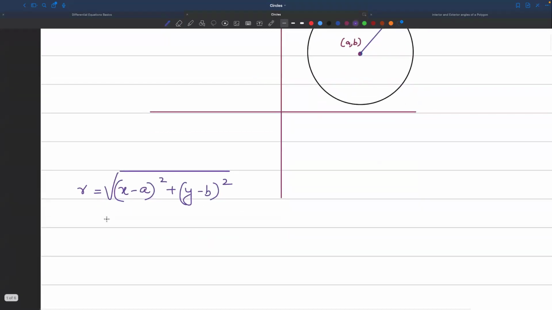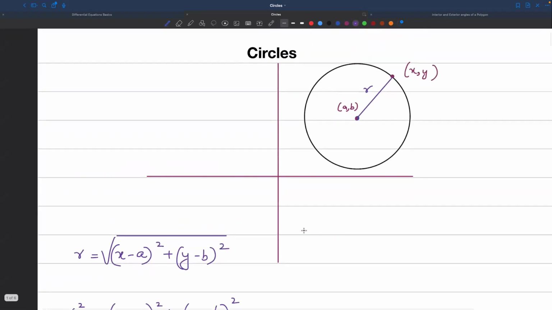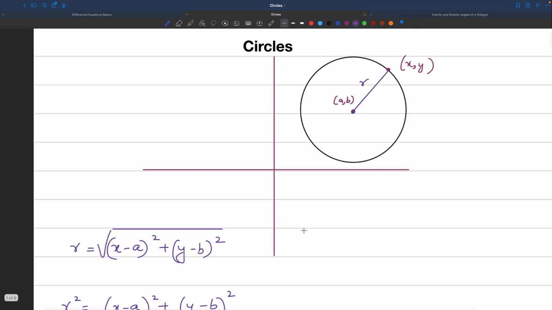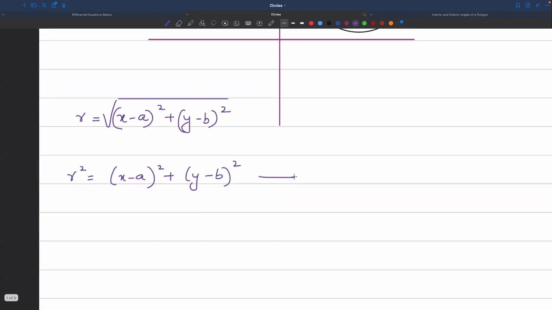So if I square both the sides, I will get r squared is equal to x minus a whole squared plus y minus b whole squared. Okay? Now we know that the coordinates of the center are a comma b. The coordinates on the circumference are x comma y. Using that, we get this. This is basically the general form for the equation of the circle, okay?